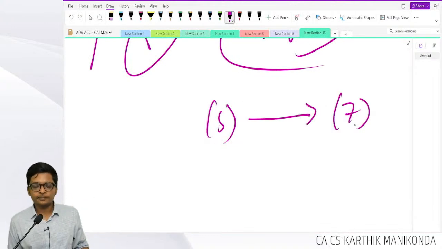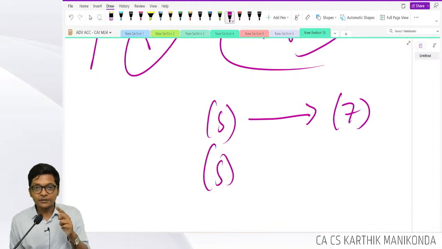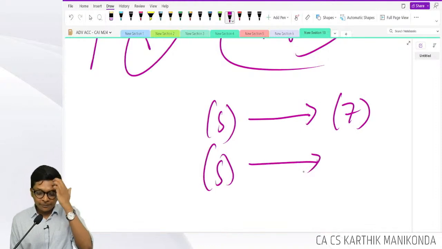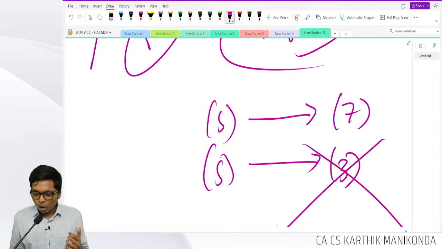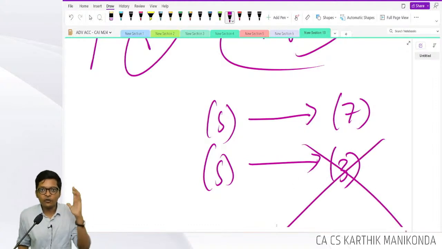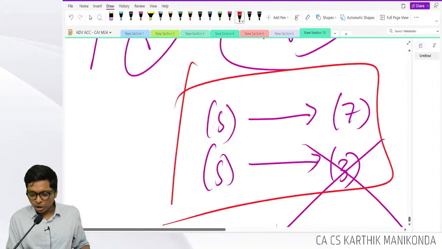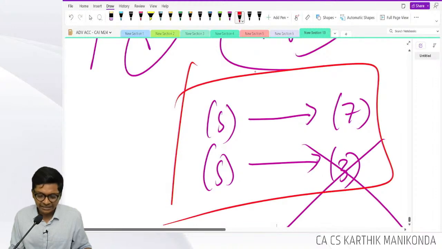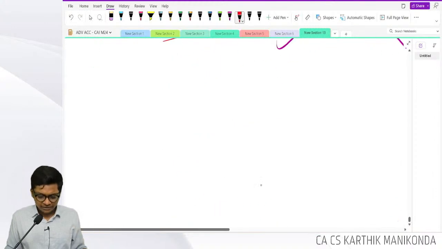You can report. If basic EPS is negative 5 and diluted EPS is negative 3, don't report, because it's a gain for me. Never tested a concept like this, but they might test in exam. So with this, we are done with standards.